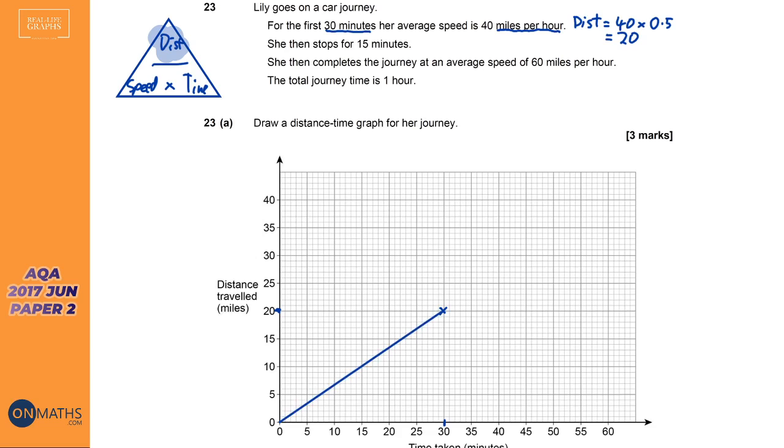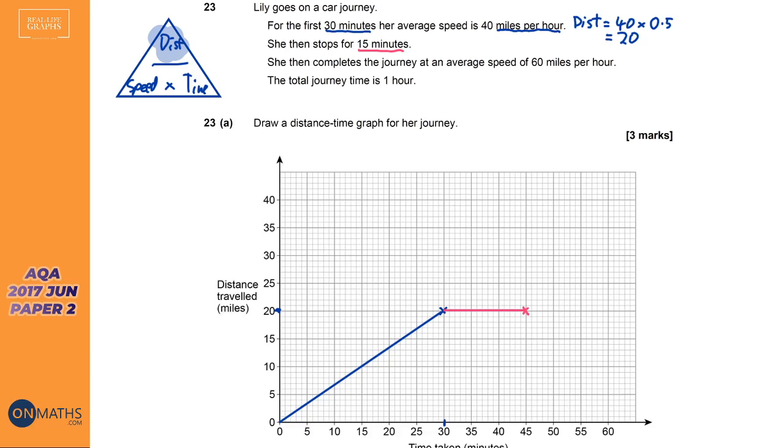The second part says that she stops for 15 minutes. And we know when she stops, it's just horizontal. So that's 15 minutes. So that'll bring us here. So 15 minutes is 30 plus 15 would be 45. So she'll stop there. Okay, she then completes the journey at 60 miles per hour.